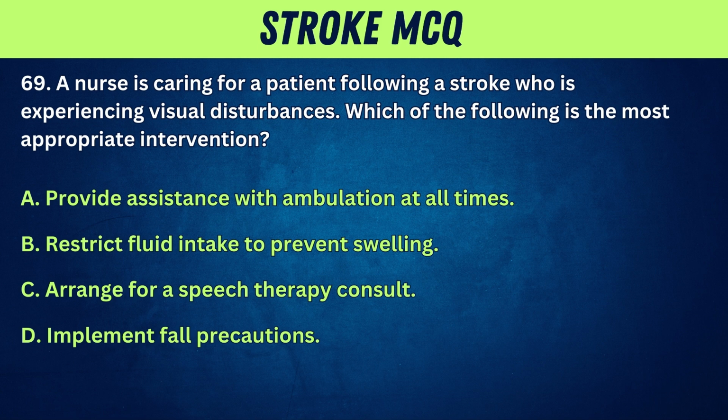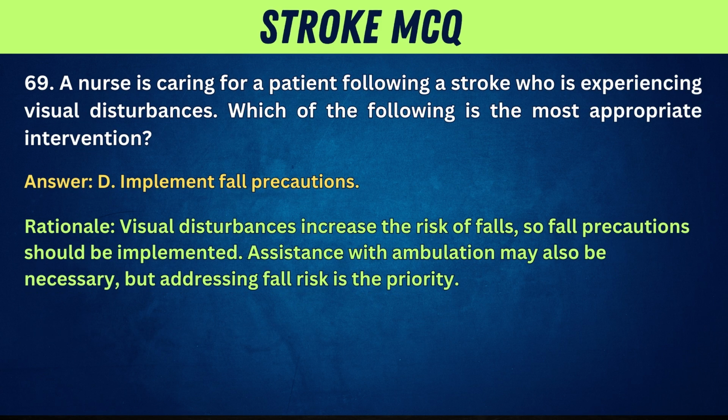69. A nurse is caring for a patient following a stroke who is experiencing visual disturbances. Which of the following is the most appropriate intervention? A. Provide assistance with ambulation at all times. B. Restrict fluid intake to prevent swelling. C. Arrange for a speech therapy consult. D. Implement fall precautions. Answer: D. Implement fall precautions. Rationale: visual disturbances increase the risk of falls, so fall precautions should be implemented.